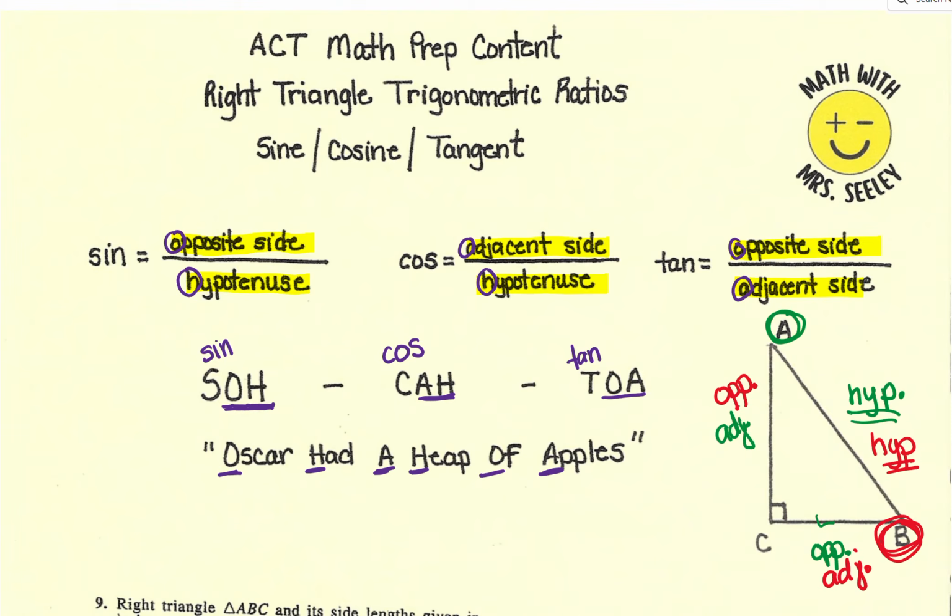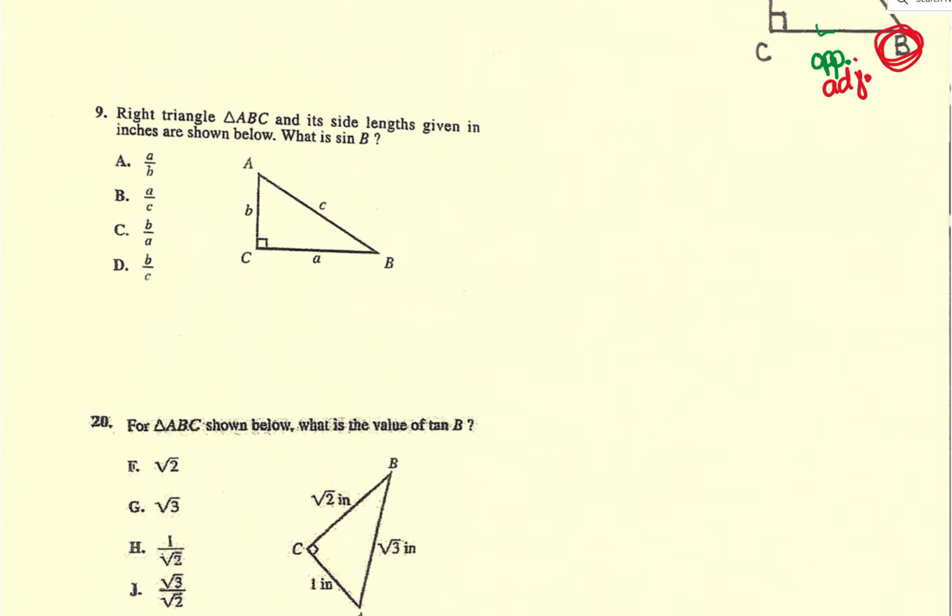So let's go ahead and begin with some examples and putting this content into practice. Look at problem number 9. It says, right triangle ABC and its side lengths given in inches are below. What is the sine of B?